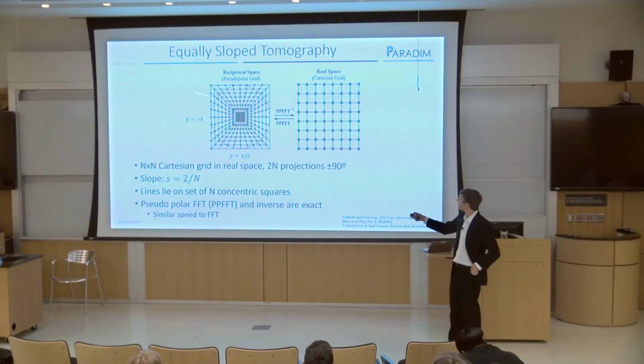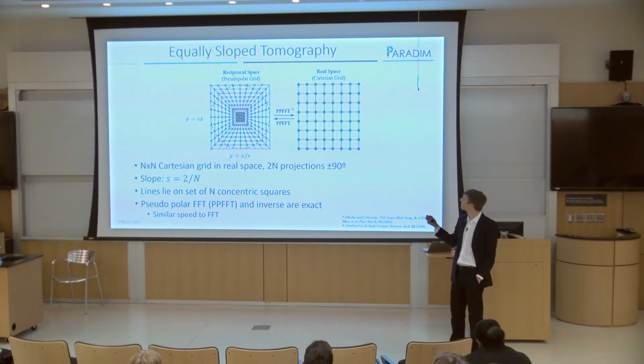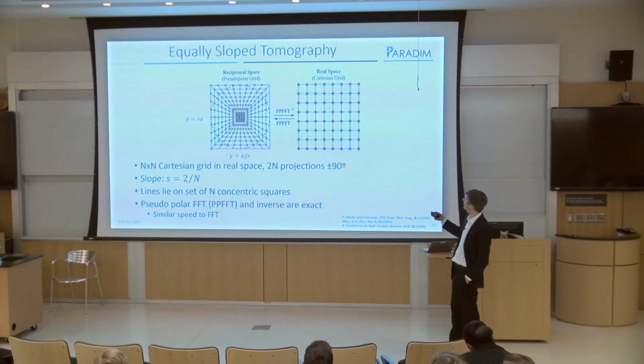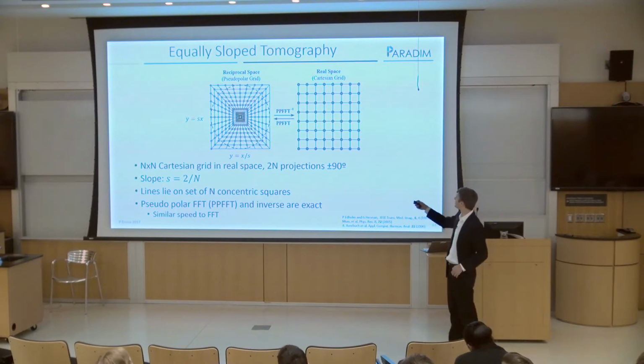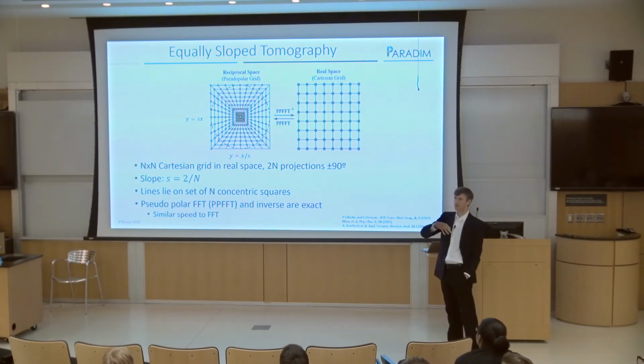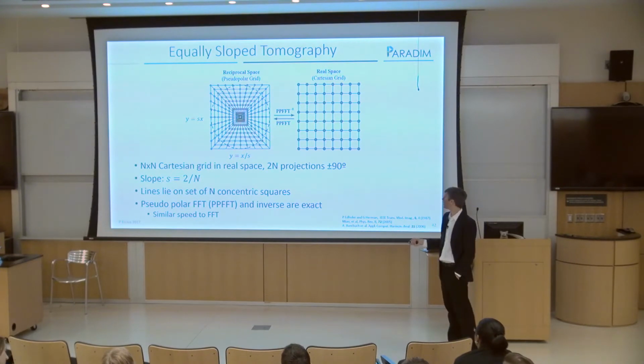And so if you take your data in this very clever way, you can use a different type of Fourier transform, called the pseudo-polar Fourier transform, where there's no interpolation between real space and Fourier space. So you can go back and forth, and do this iterative loop without introducing artifacts from interpolation. So we have an n by n Cartesian grid in real space, and we have 2n projections at plus or minus 90 degrees.